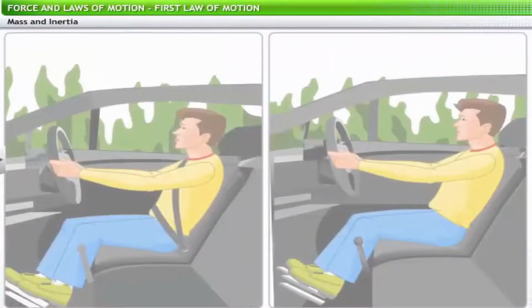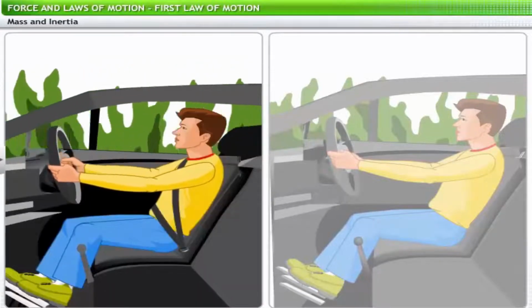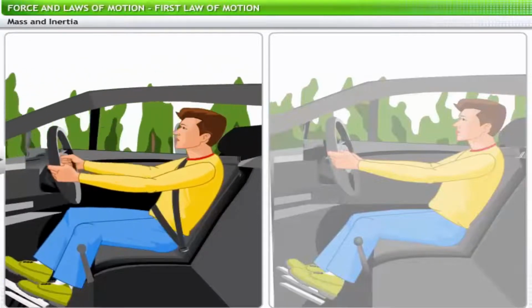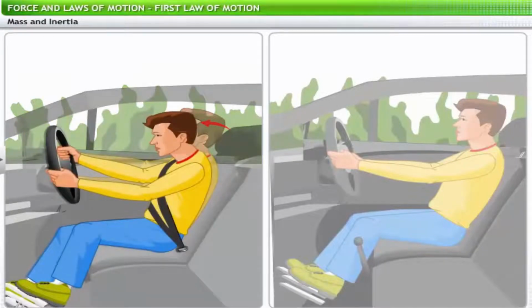We are all advised to wear seat belts while driving. Why do you think it's so important? Let's find out. When the driver of a car applies brakes and the car slows down or comes to a halt, have you noticed that the driver's body tends to continue in the same motion due to inertia? Inertia is the reason the driver is pushed forward in such situations.